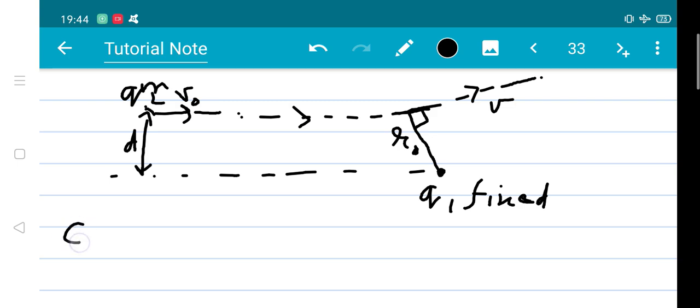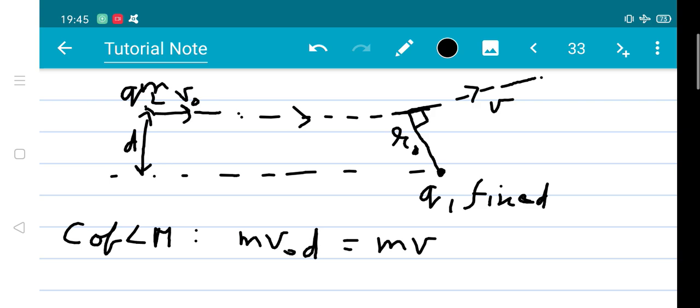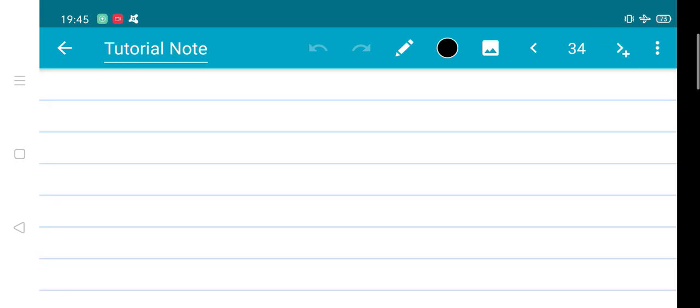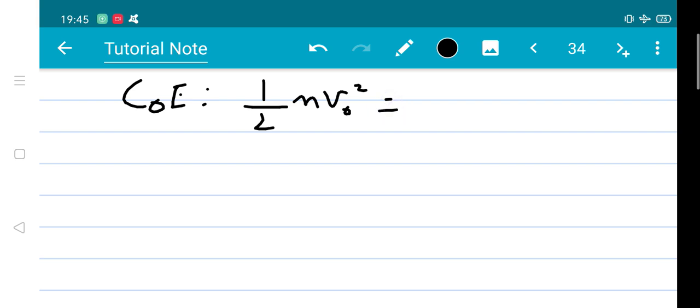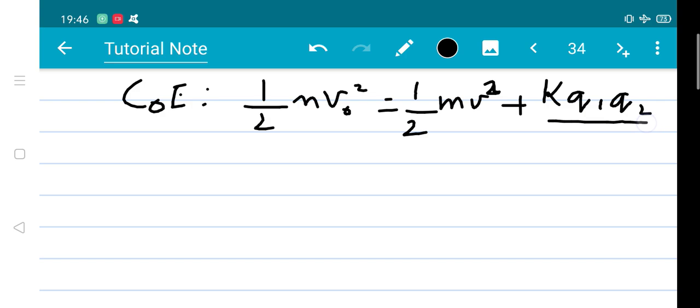So here we will apply conservation of angular momentum. According to this, initial angular momentum m v naught d will be equal to final angular momentum m v r naught. From this we get v, the final velocity, equals v naught d upon r naught. Now by applying conservation of energy, initial energy equals final energy. Initial energy, when Q2 was away from Q1, was only kinetic energy, so it is half m v naught square. Final energy is the combination of kinetic energy, half m v square, and the interaction energy or potential energy between Q1 and Q2, which is given as k Q1 Q2 upon r naught.